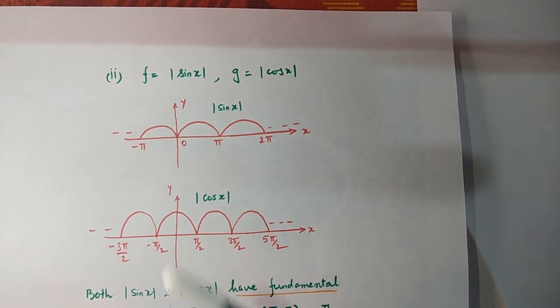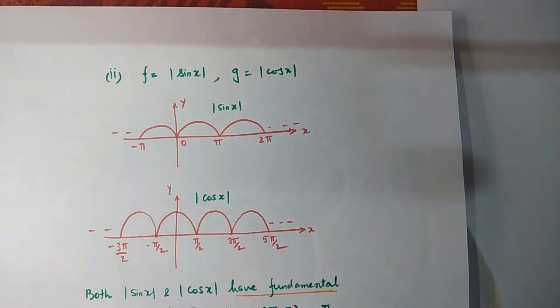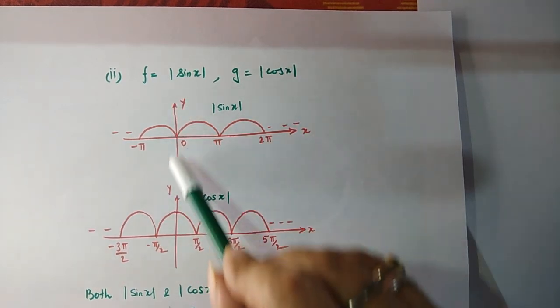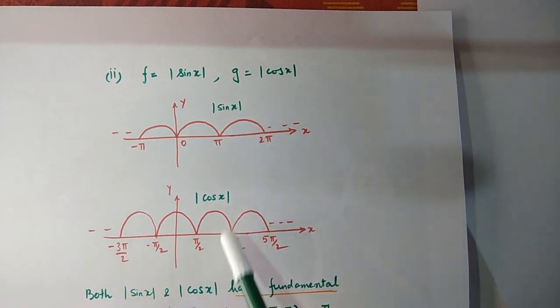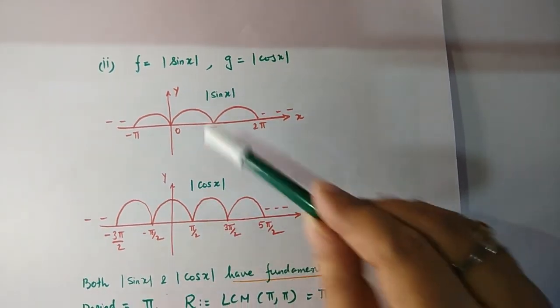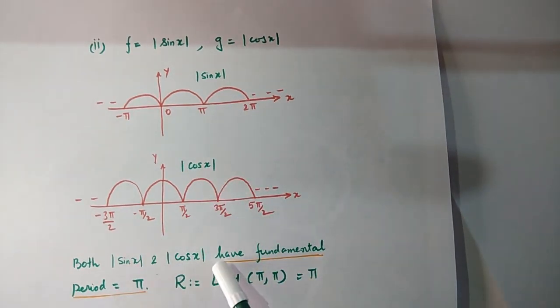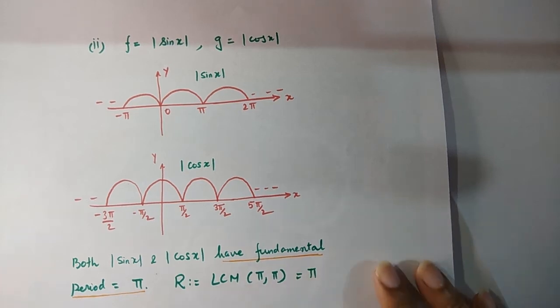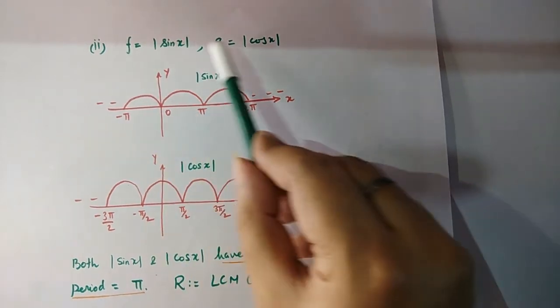Let us take another example. Let f be equal to mod of sin x and g be equal to mod of cos x. I have drawn for your sake the graph of mod sin x and mod cos x. Clearly both mod sin x and mod cos x are periodic functions with fundamental period equal to pi. And clearly the LCM of pi and pi is equal to pi. We want to ask the question: is pi a fundamental period of f plus g?